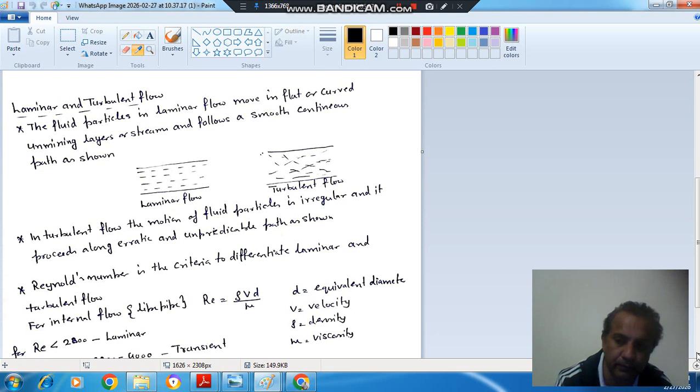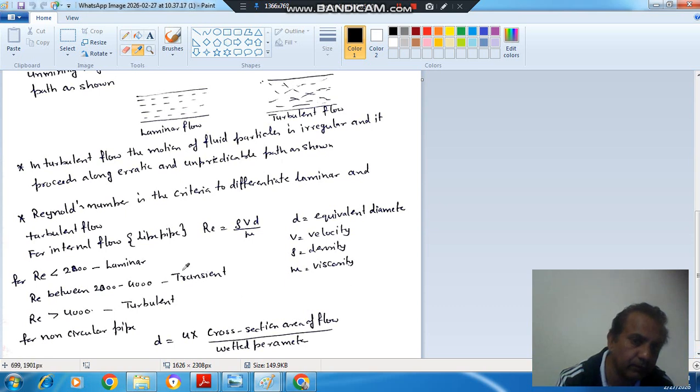For internal flow and for laminar flow, the Reynolds number should be less than 2000. For transient flow in between laminar and turbulent, the Reynolds number should be 2000 to 4000. And for turbulent flow, the Reynolds number should be greater than 4000. If the pipe is circular, then the equivalent diameter is d. But if it is not circular, then the diameter is calculated like this: 4 into cross-sectional area of flow divided by wetted perimeter. And this is the criteria for laminar, transient, and turbulent flow.